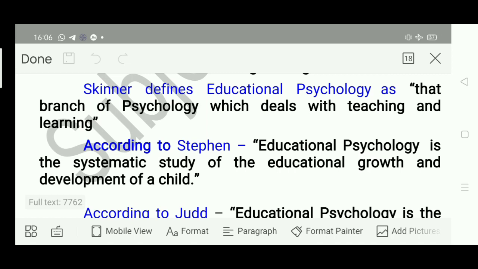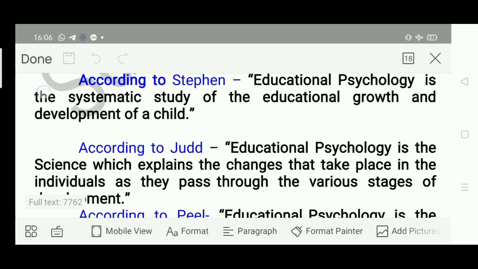You must have pointed out which scholar has defined it on the basis of what. Here, for Stephen, educational growth and development of the child is the main content. For Skinner, child behavior and learning is the main content. And Crow has emphasized the experience of a child while learning education throughout life.